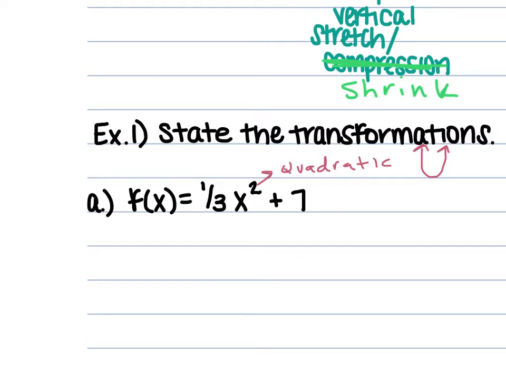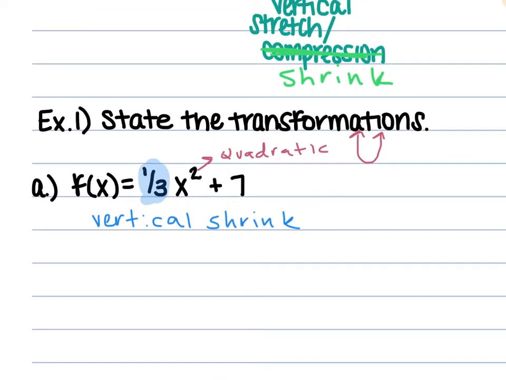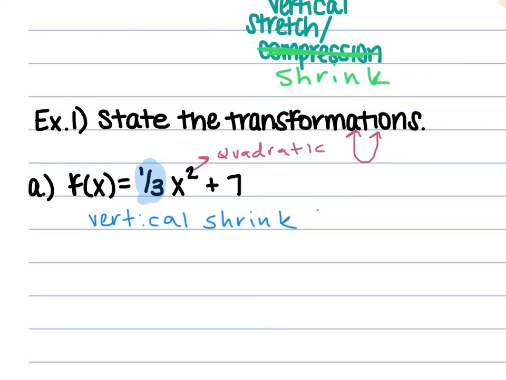So first, we look at this 1/3. So 1/3 is being multiplied to our x, so that tells us that this is a vertical, either stretch or shrink. Since it's less than 1, it's a vertical shrink. And then just to be more specific, we can say a vertical shrink by a factor of 1/3.